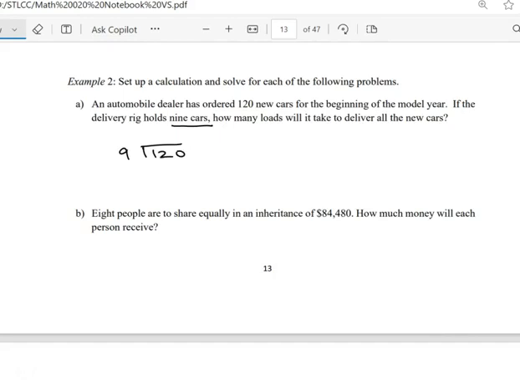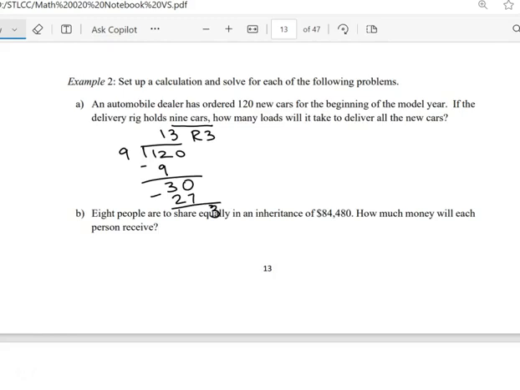9 does not go into 1. We don't need to write that 0. We're just going to move on to the second digit. 9 goes into 12 one time. So that's a 9. And then 3. And then bring the 0 down. So we're going to get 13, 27. And then you have 3 over. So that's remainder 3. So you would have 13 trucks. And then you would still have 3 cars left over.